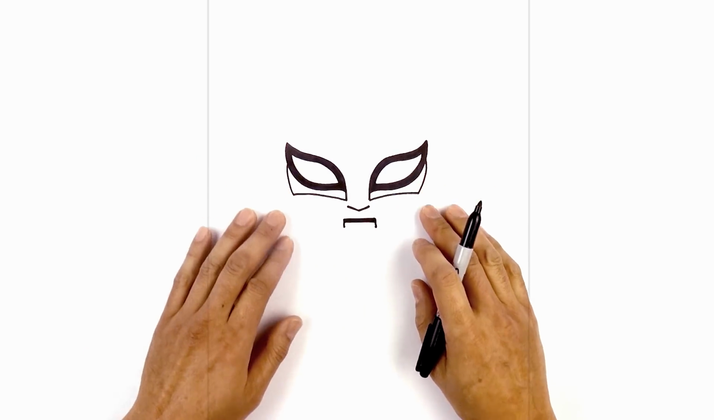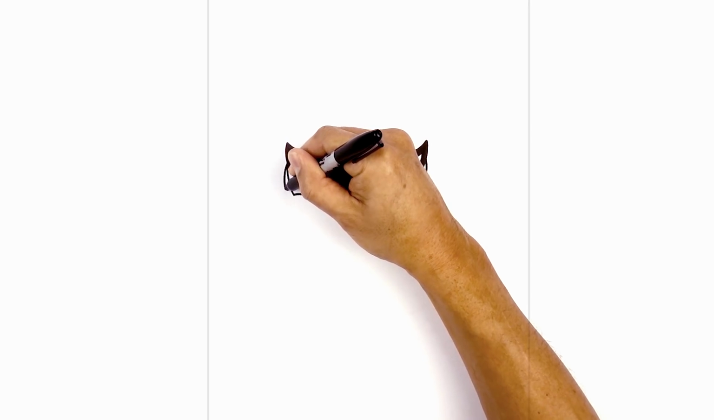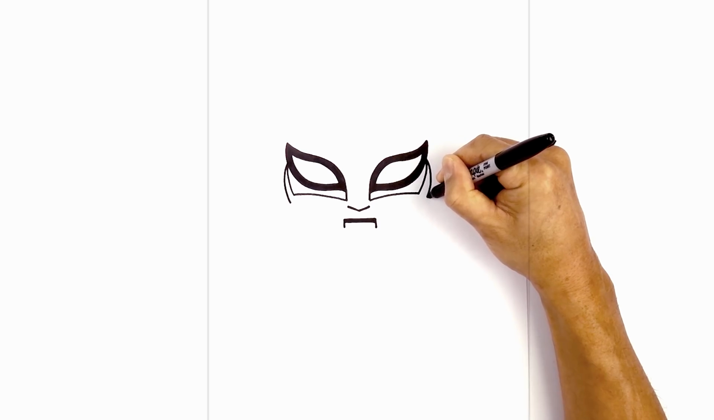Now we're going to move to the outside and draw on the side of the cheek. Start from that same point, and curve out, and then just pull that in. Same thing on the right side.